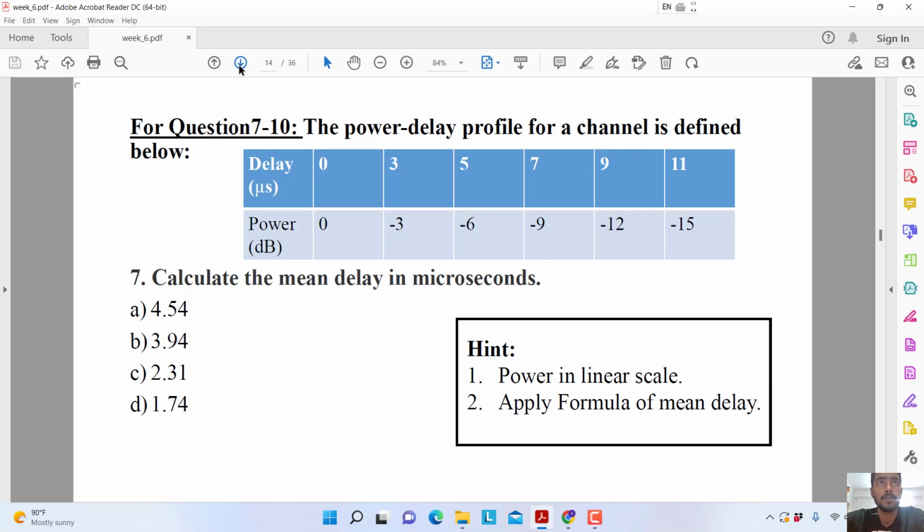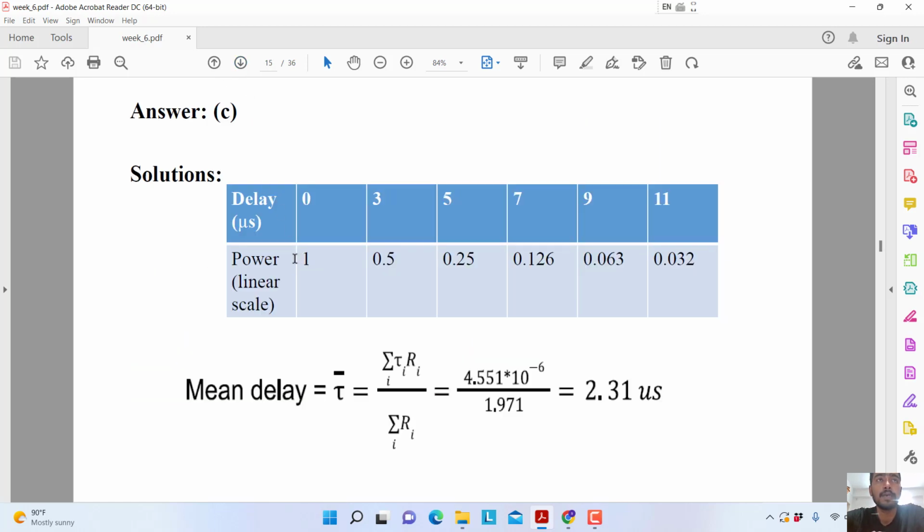Okay, so here we converted the power to the linear scale by using a dB converter. So it will look like that. We have to calculate the mean delay. We just multiply the delay with the power, and this part is the summation of the power. After doing the mathematics, you will get your mean delay, and it will come 2.31 microseconds.